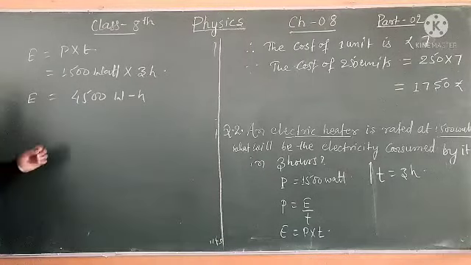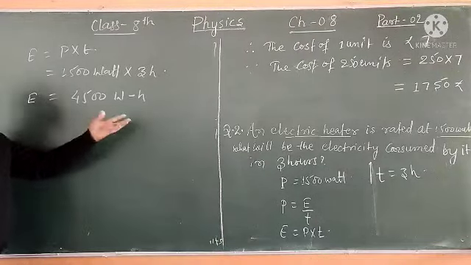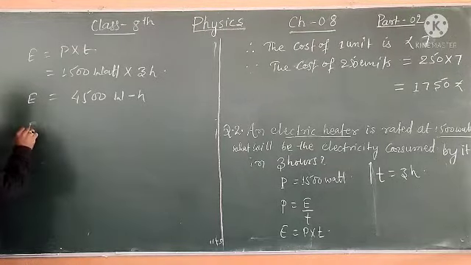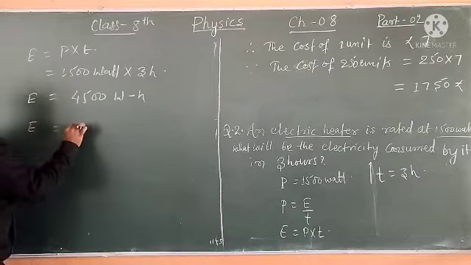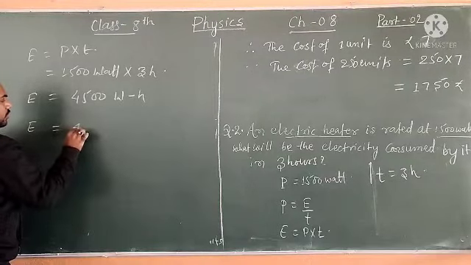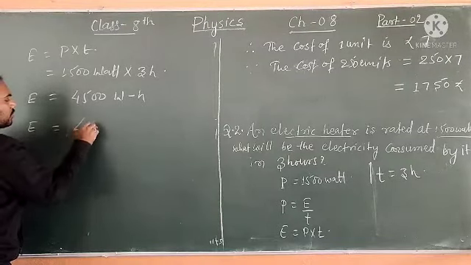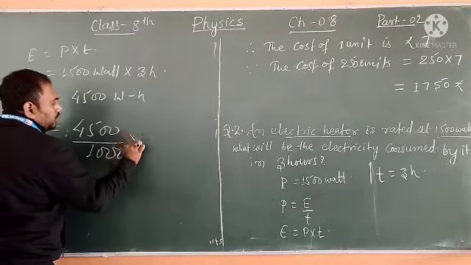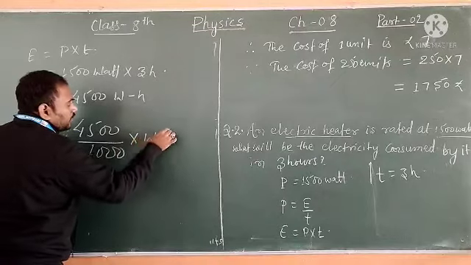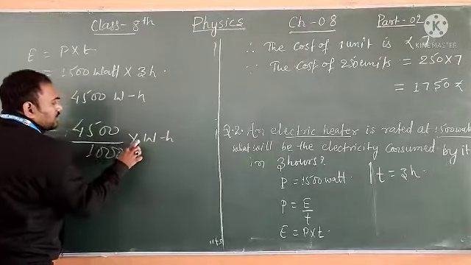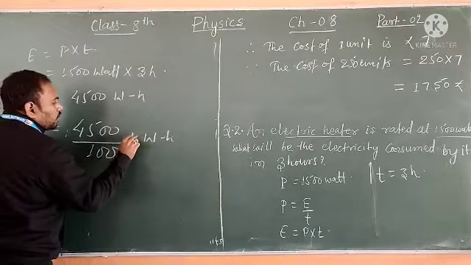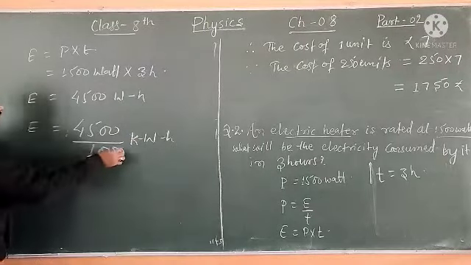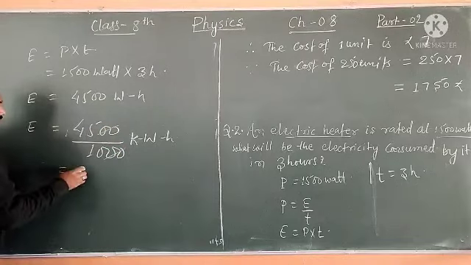Okay, so it is not a standard unit. We will convert it into a standard unit by dividing by 1000. If we divide it by 1000, 4500 upon 1000 into watt hour, this will be called kilowatt hour. Kilo, because we are dividing it by 1000, so it will become kilo.